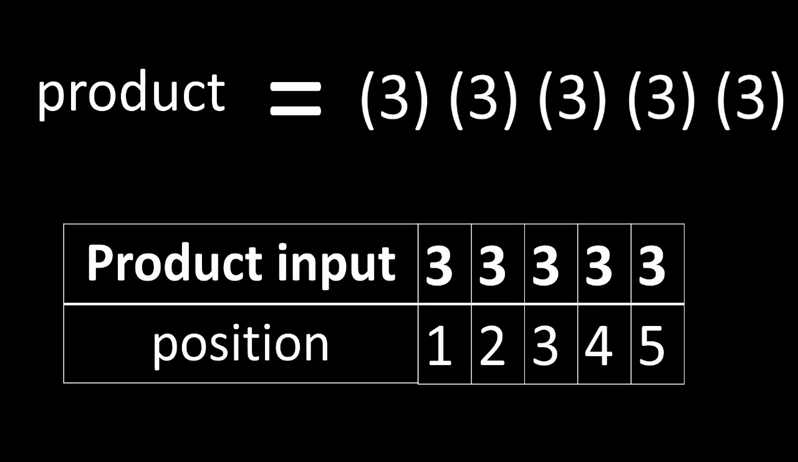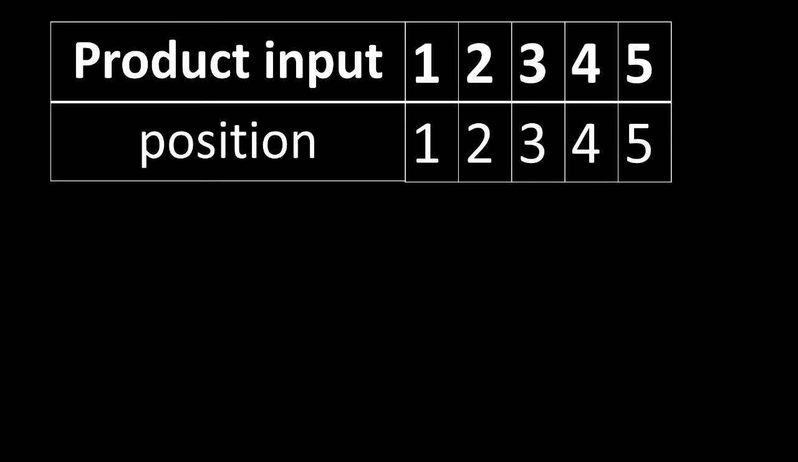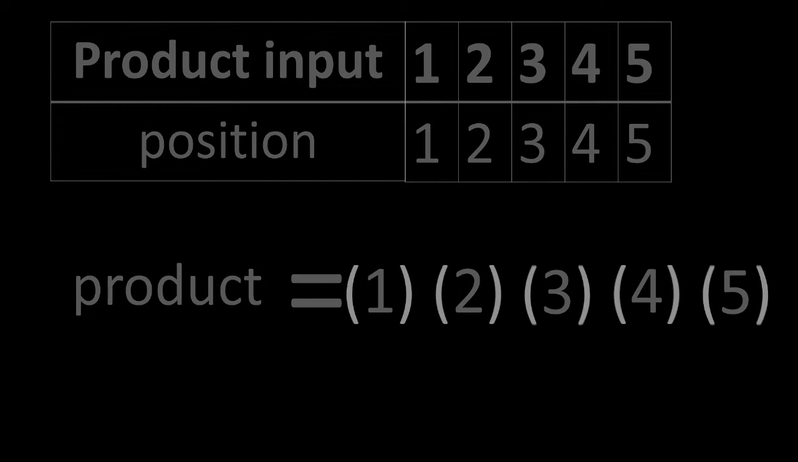In the third position of the product, we have a 3, and so on. So for example, if we had a different type of product, we have a product input and a position where our position happens to be 1, 2, 3, 4, 5, and the input for that position is 1, 2, 3, 4, 5. So we have a product, and that's equal to, okay, so those are the 3 types of examples that we can deal with.